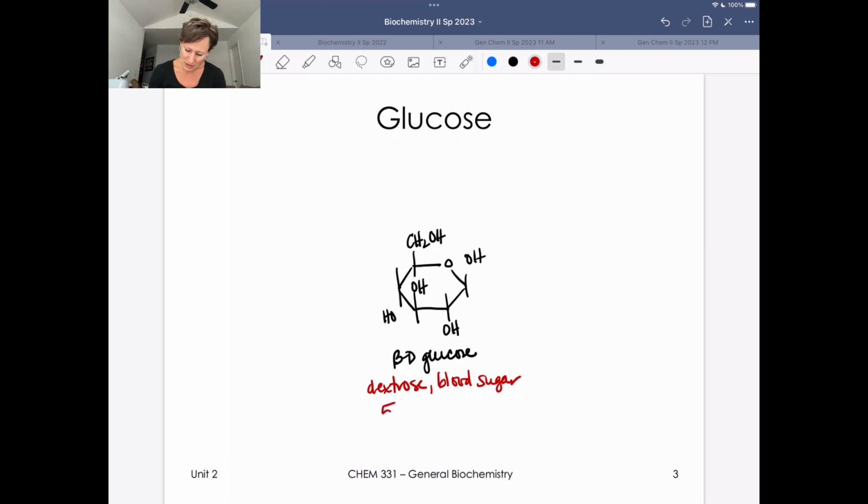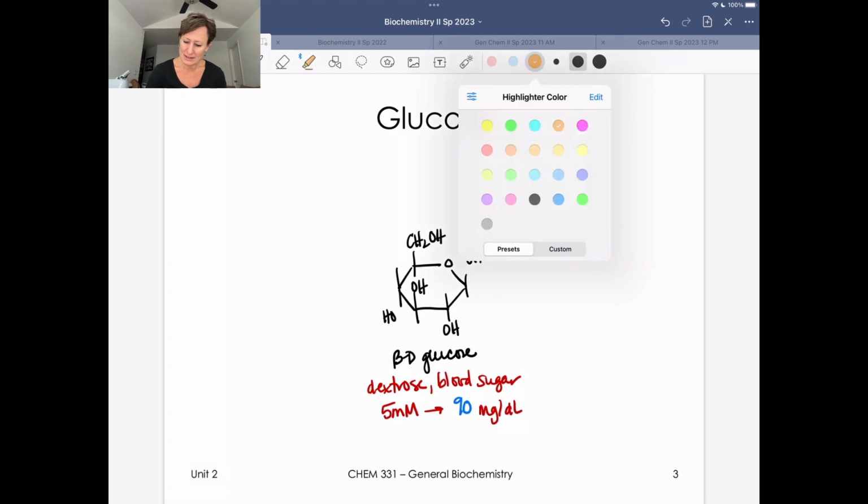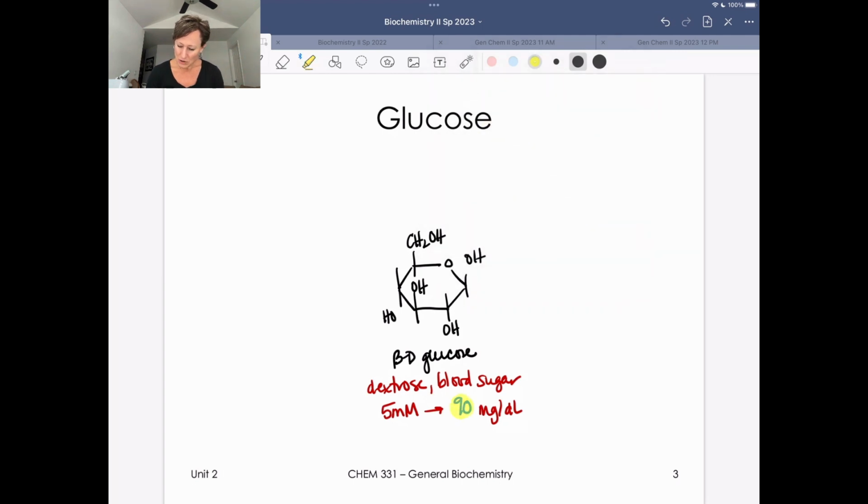I do want you to remember that physiological concentration of glucose is 5 millimolar. You actually have a homework question that has you interconvert that with units that are more common in the medical field, which is thinking about glucose concentration as milligrams per deciliter. And a magic number that I want you to remember is 90. Fasting blood glucose of less than 90 milligrams per deciliter is what's considered healthy blood sugar. So we're going to highlight this here, 90. That's an important number that I want you to remember.